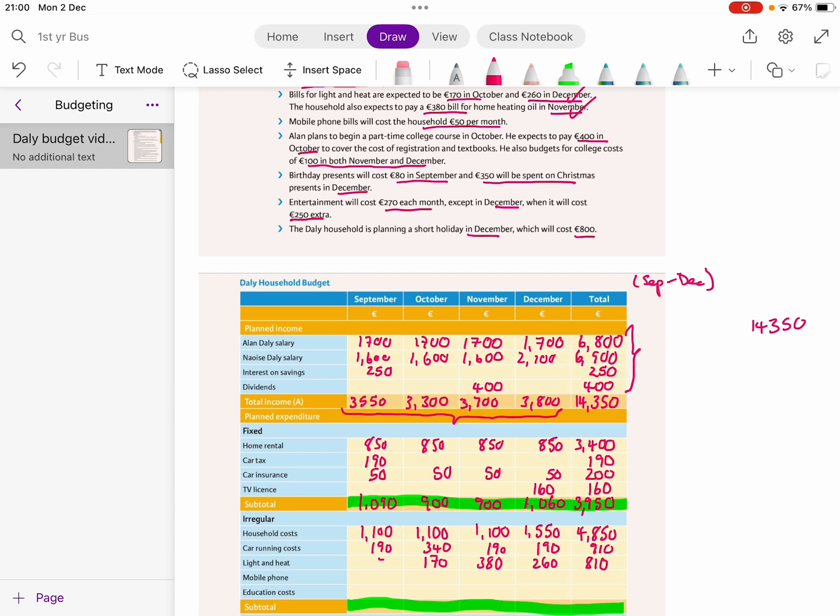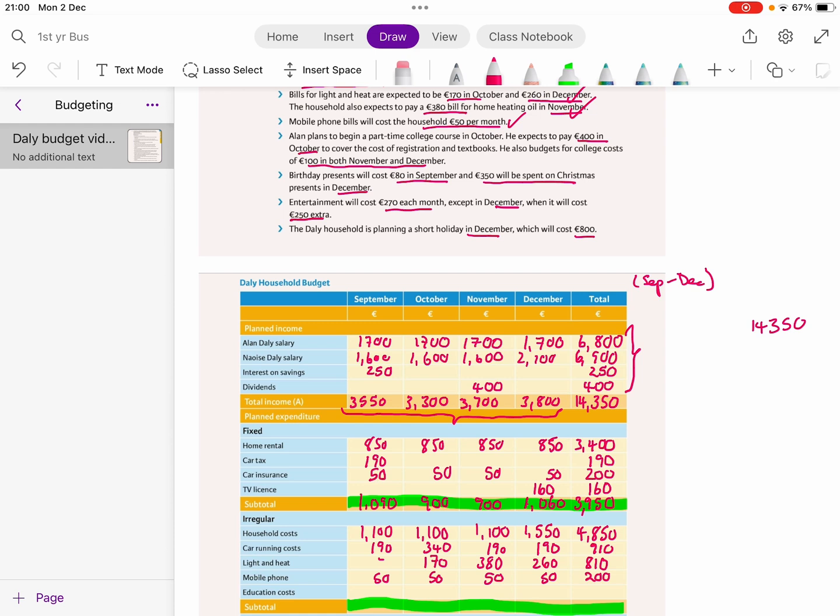Mobile phone bills will cost the house €50 per month. So 50, 50, 50 and 50. That gives me €200. We're ticking it off. And then education costs.